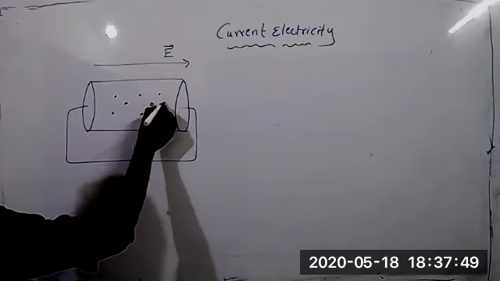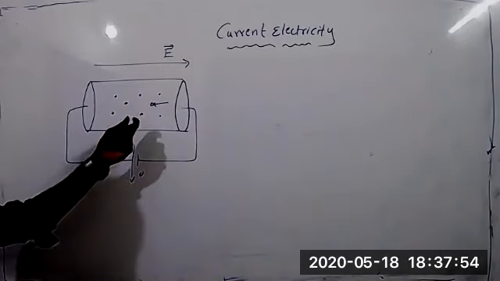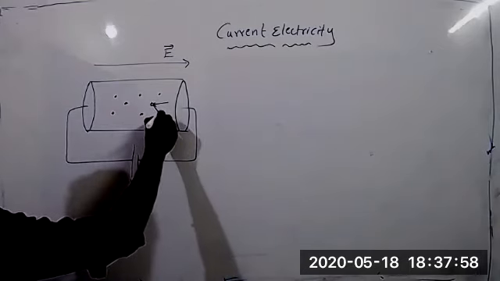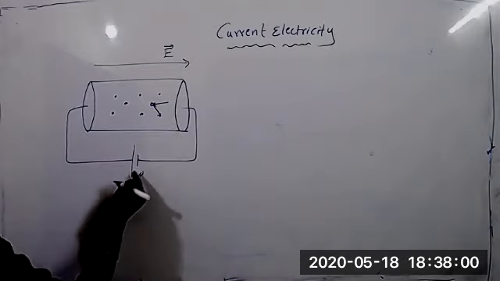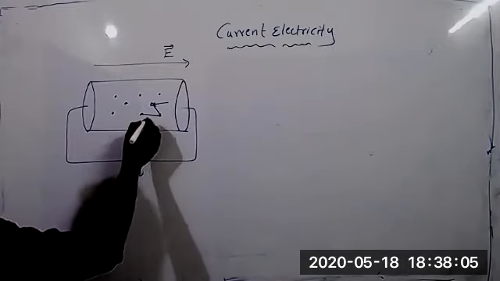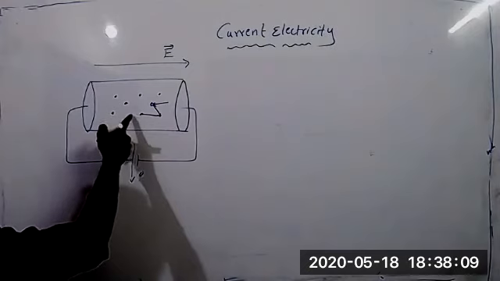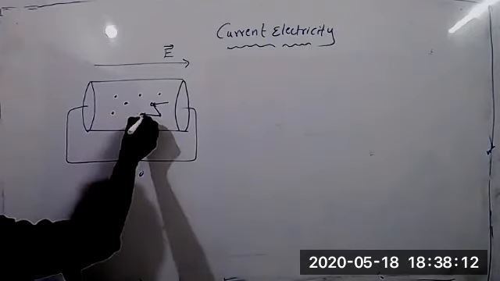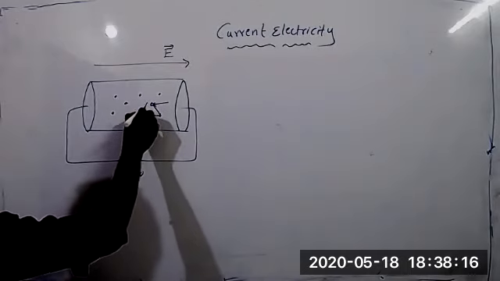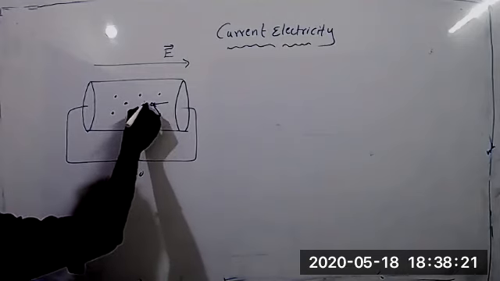When it is moving, it will strike the particles which are at rest. Once it strikes, it will lose a certain amount of energy. Again, due to the potential difference, it will try to gain that energy and get a velocity. With that velocity, it will drift. When it is drifting, again it will collide with one more particle and lose some energy. Once it loses energy, due to the potential difference, it will again drift.